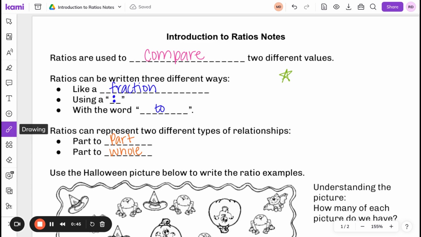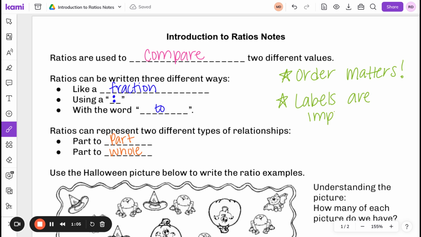Some extra things that are missing on your notes page, okay? When it comes to ratios, the order matters. So whatever value they write first in the question, that's the number that has to be written first in your answer. And then labels are important. So what I mean by that is if we're comparing cars to trucks, it helps if you say something like you have 5 cars for every 3 trucks, because that's going to be helpful when we start talking about making them equivalent if you know which numbers go with what type of value.